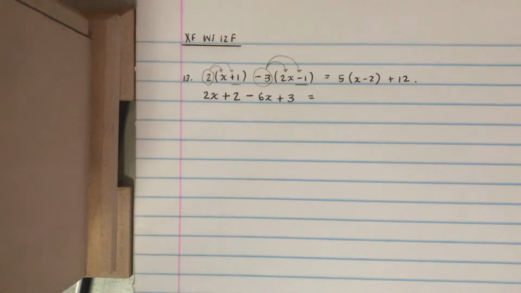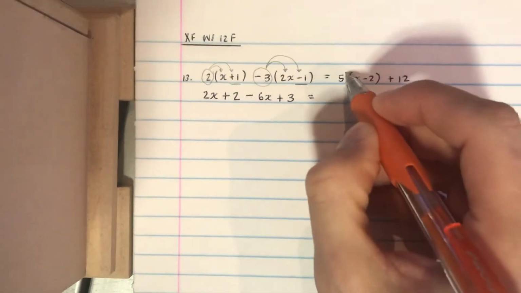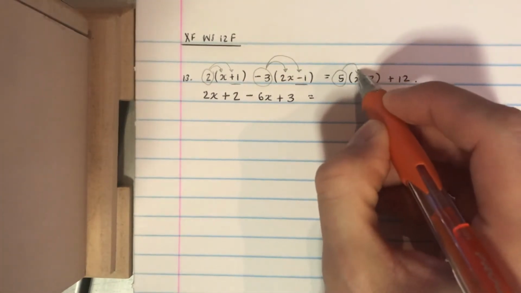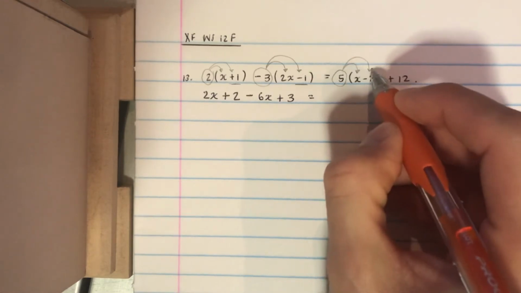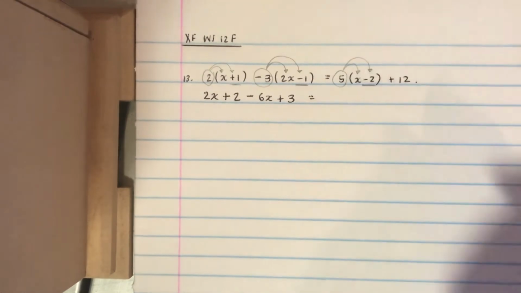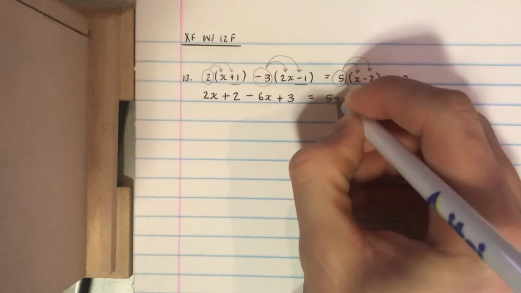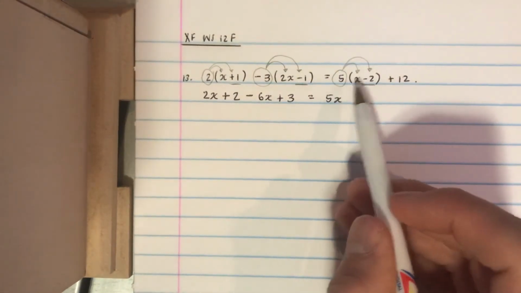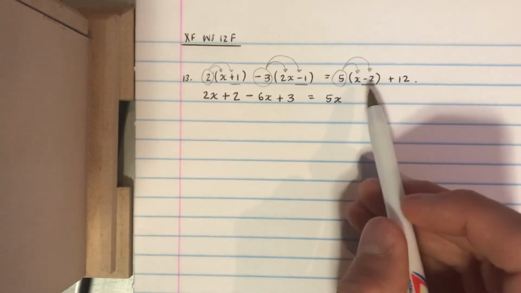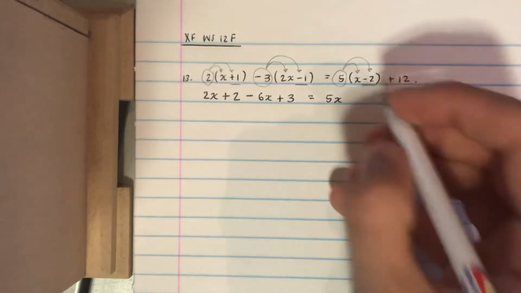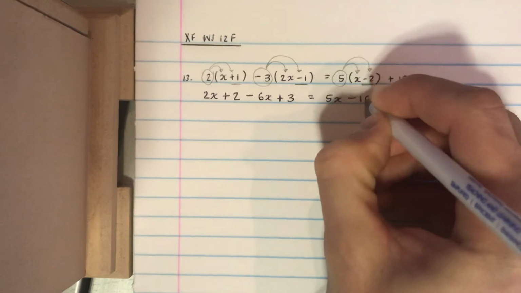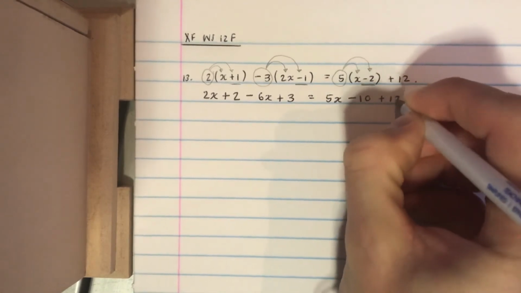So we are happy because the left hand side is without brackets. But what about the right hand side? We still have some brackets. So we take the 5, we multiply it with the x as well as with the negative 2. So 5 times x will just give us 5x, and 5 times negative 2, it's a positive times a negative, giving us a negative, and it will be negative 10. And then we have plus 12.